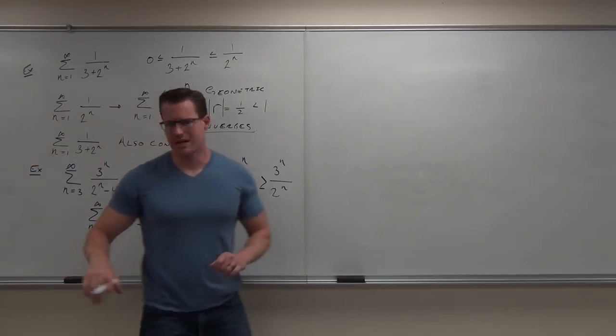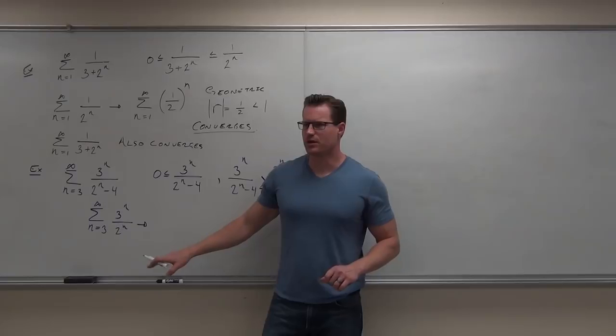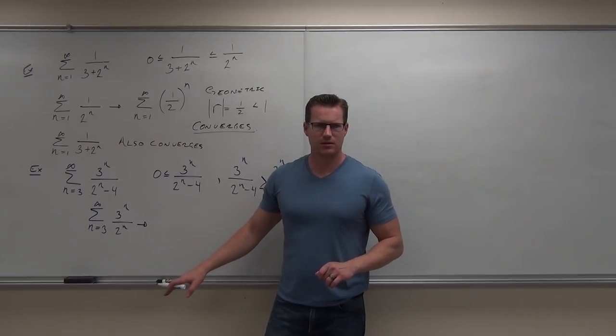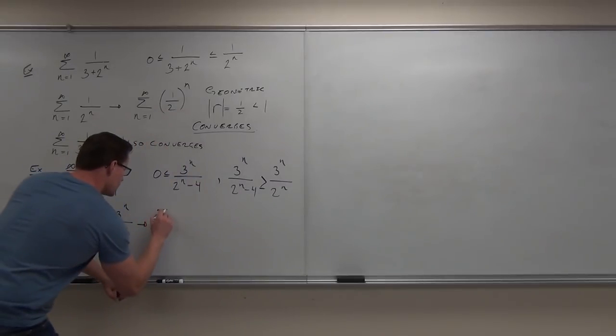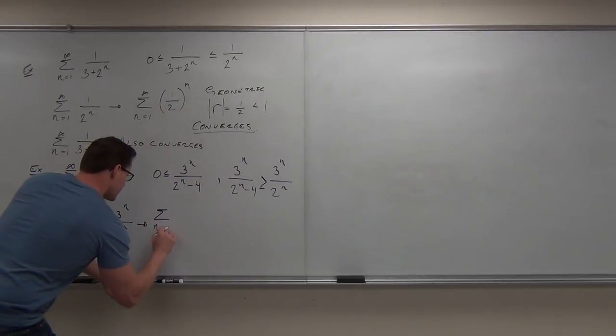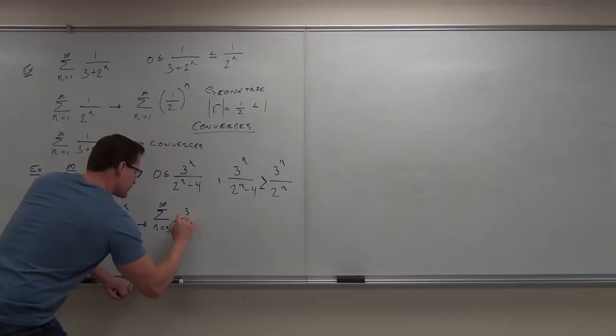How am I supposed to write this series? What should I do with it? We may have that. Turn it into geometric. Yeah, it looks just like a geometric series. That's great. So we'd have 3 halves to the n power.